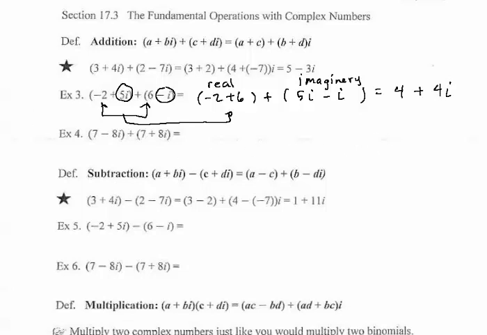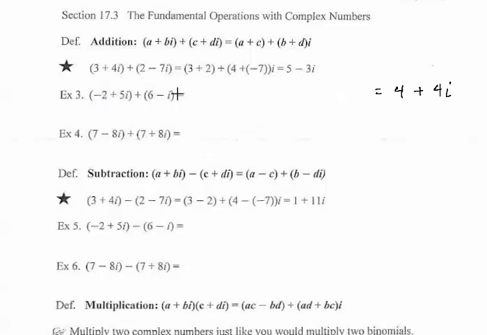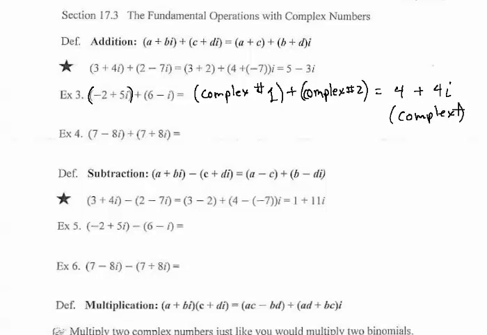Okay, so what we have here is inside this first set of parentheses we have a complex number 1, and then we've added another complex number to it, complex number 2, and what we got as an answer turns out to be also a complex number. Alright, so just treat the i as if it were a variable.